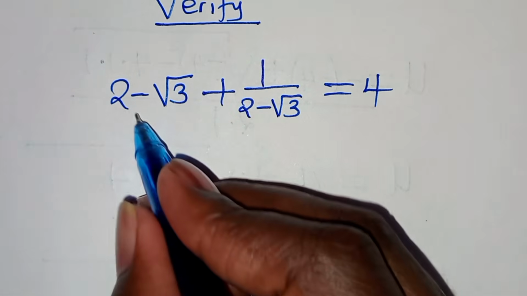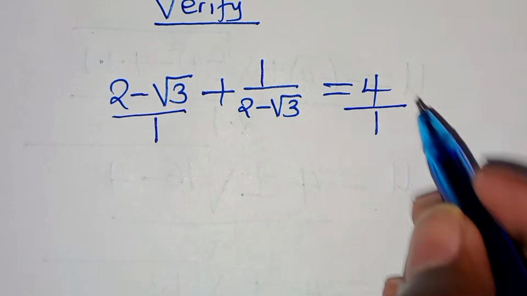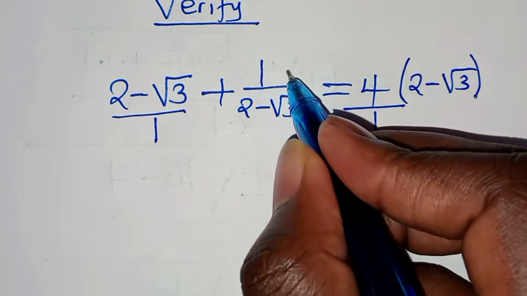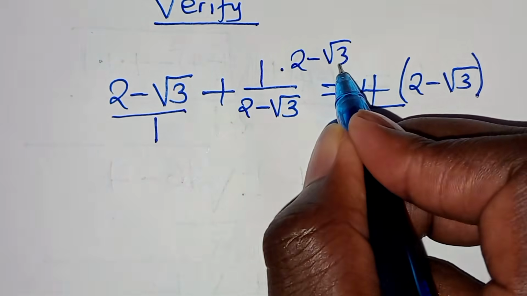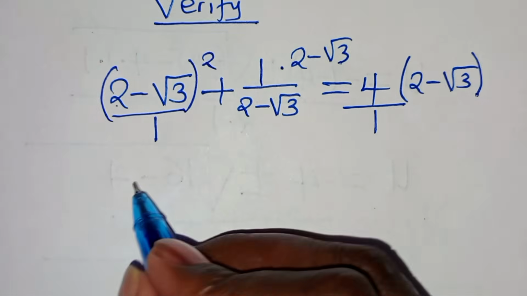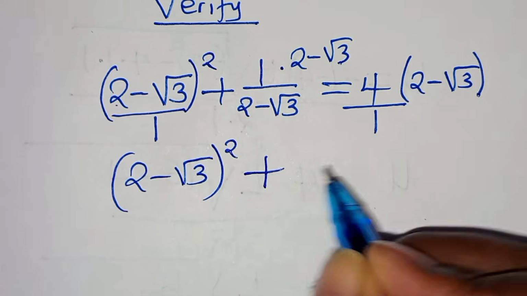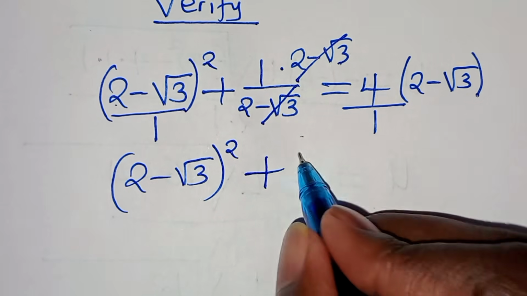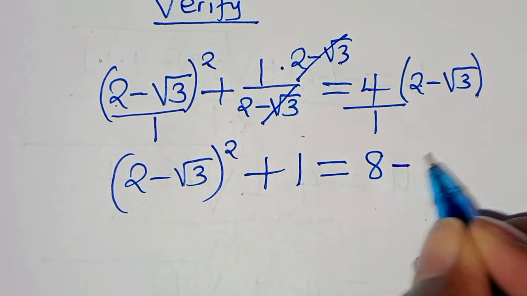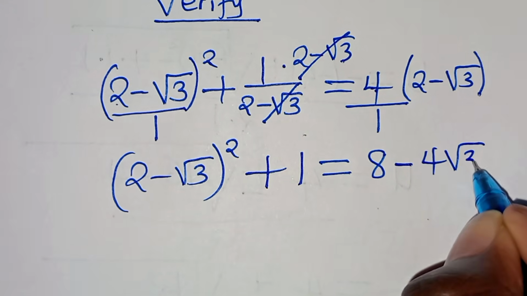So 2 minus square root of 3, this is our number, so this is over 1, and this is over 1. So let's multiply everything here by 2 minus square root of 3. Also here, 2 minus square root of 3, and here 2 minus square root of 3, which means this will be squared. So we have 2 minus square root of 3 raised to the power of 2, then plus, here we simplify, so plus 1. This is equal to 4 times 2, this is 8 minus 4 times square root of 3, this is minus 4 square root of 3.